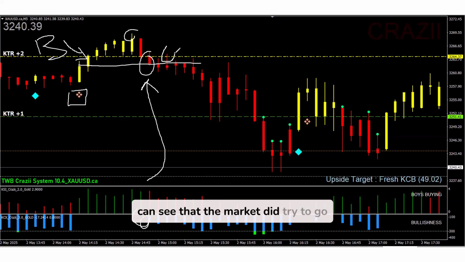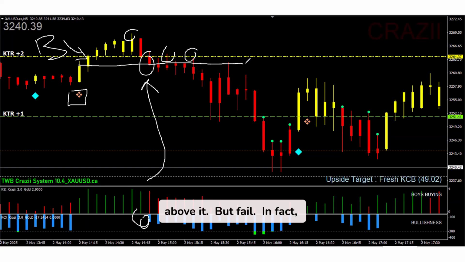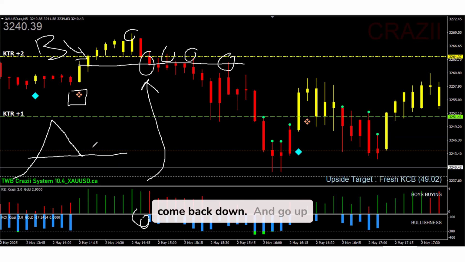So you can see that the market did try to go above it, but fail. In fact, if you draw it properly, you can see the rejection trade here. This is the best. I always love those rejection trade. It means when the market is at a white line here, if you buy, it goes up and comes back down and goes up again. This buy is always a very strong buy.